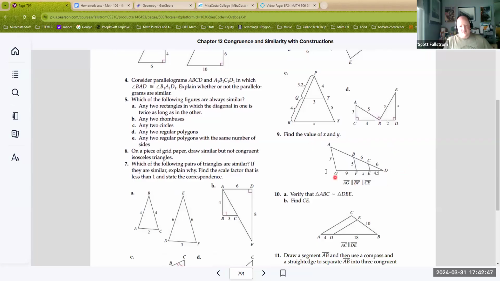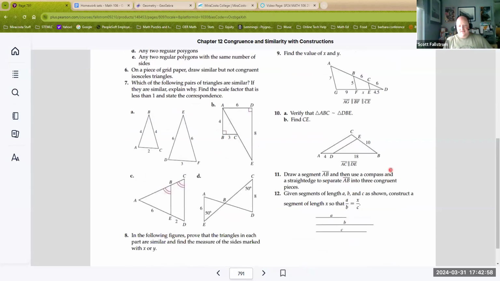Find the value of X and Y. Okay. It does say things are parallel. Remember, if they're parallel, I get proportional segments. If I have proportional segments, I have similar triangles. So fantastic. Use that. Verify the triangles are similar, totally up to you. Notice you do have parallel lines. If you have parallel lines, things are in proportion, and if they're in proportion, we get similar triangles.